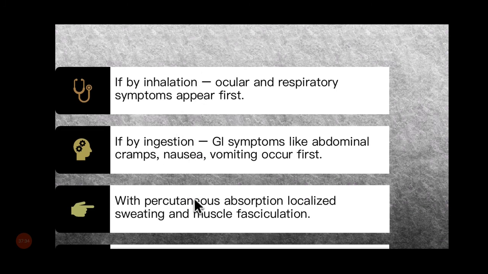So by the route of administration, you can understand what all will be affected in the body. Inhalational, you have respiratory symptoms. Ingestion, GI symptoms. Percutaneous, you have sweating and fasciculation. Severe intoxication, you have extreme cholinergic stimulation. You have to just remember what cholinergic stimulation does, and I'm sure you can make out what all will happen in its toxicity.